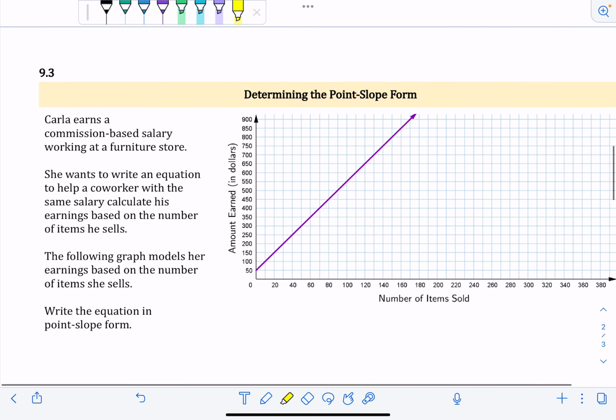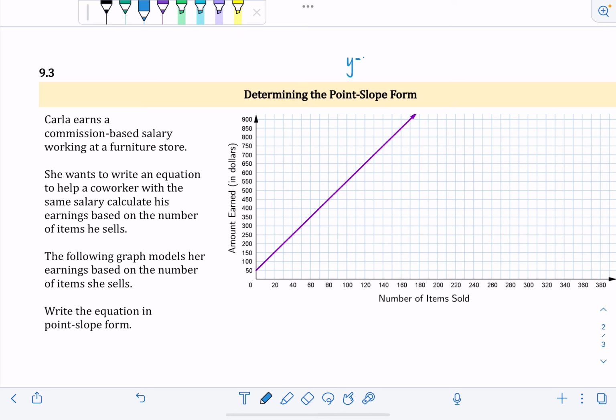Okay, 9.3, so this is determining point slope form, which is just a different formula. It's just a different form the lines can come in. So that formula was y minus y1 equals m times x minus x1.